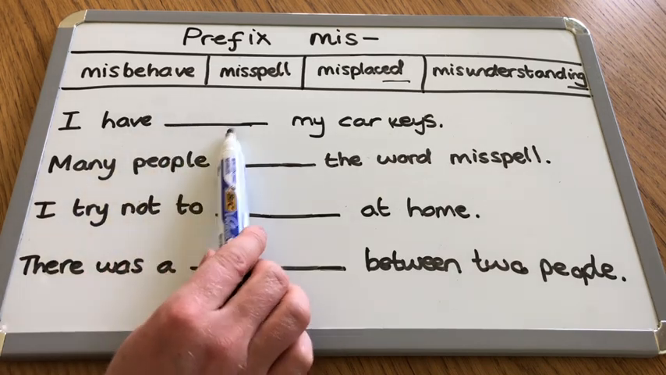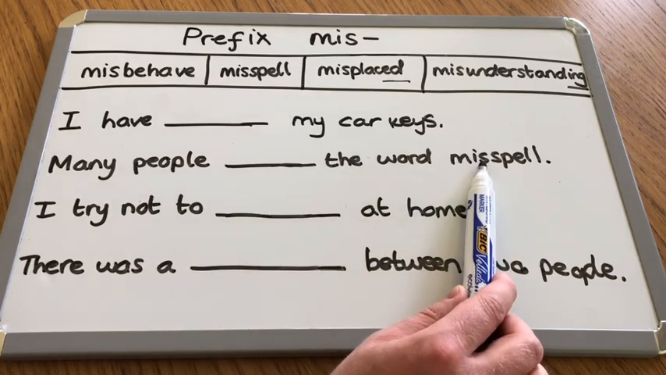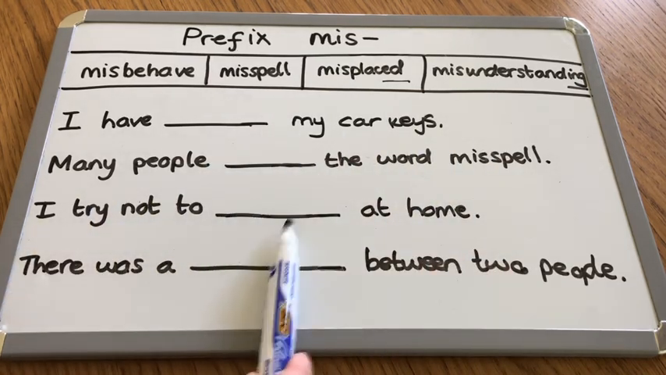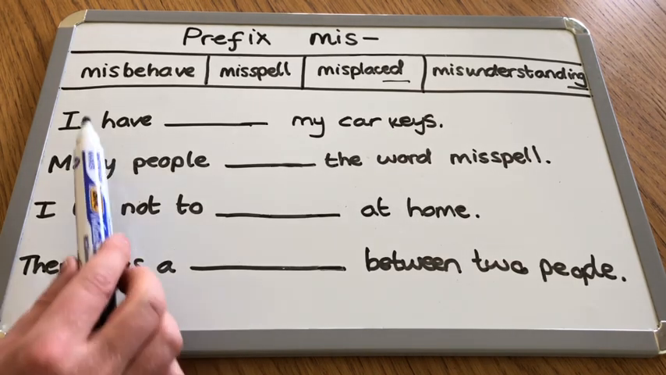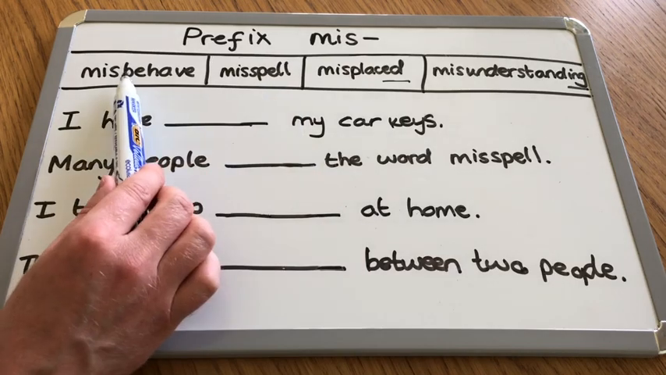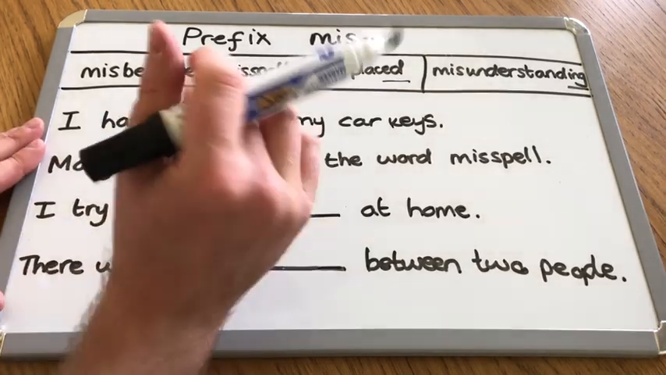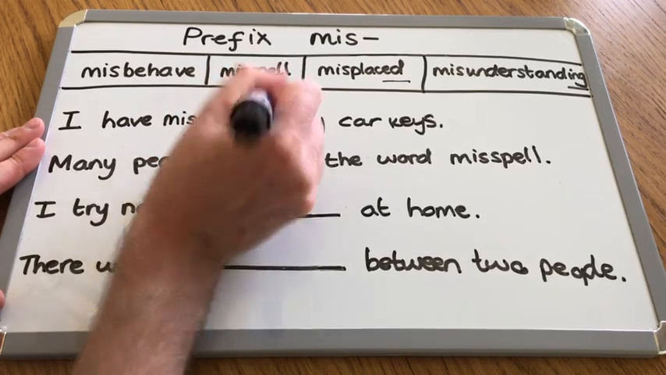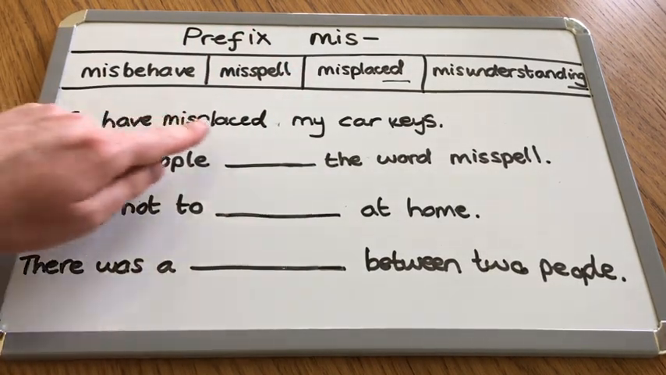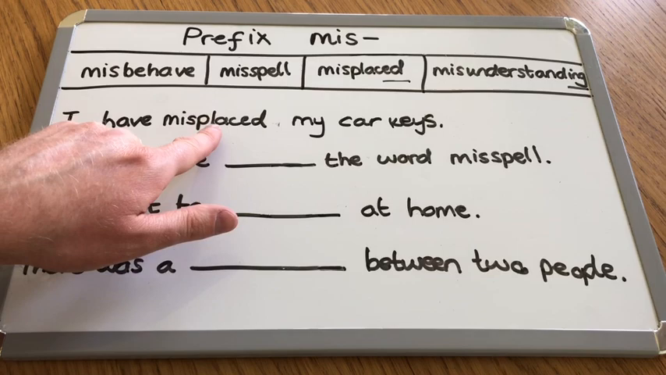I have my car keys. Many people, the word misspell. I try not to. At home, there was a between two people. I'm sure you've spotted some of them already. I have something, my car keys. Misbehave, misspell, misplaced, misunderstanding. Of course, it's misplaced. Now, this is a past tense word. I have misplaced my car keys. So this person's already done it and those keys are still misplaced.